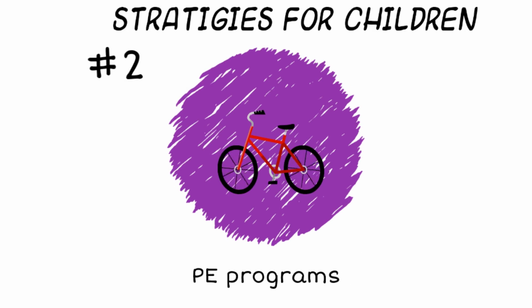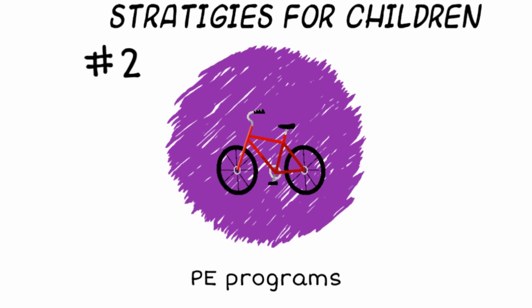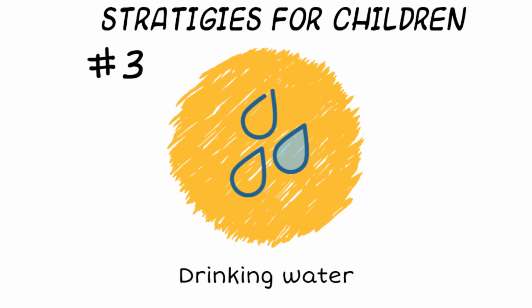The second strategy is providing PE programs in schools, which will provide physical activity at the recommended levels. America recommends that primary school students do 150 minutes a week. The third strategy is drinking a lot of water. Water is the most important thing that the body needs, so children should drink a lot of water to be healthy and avoid obesity.